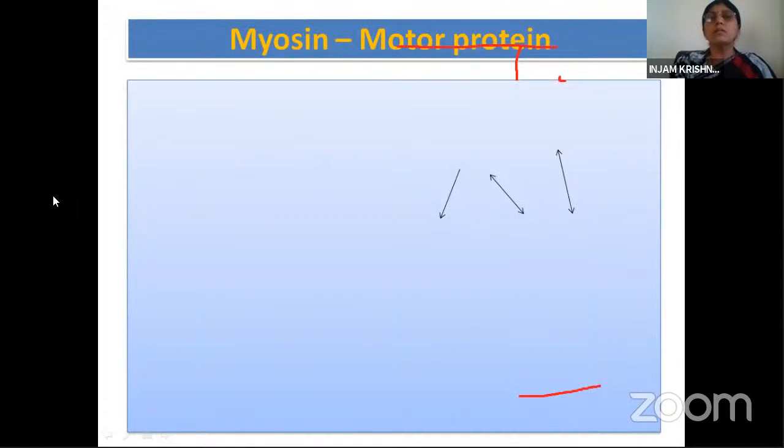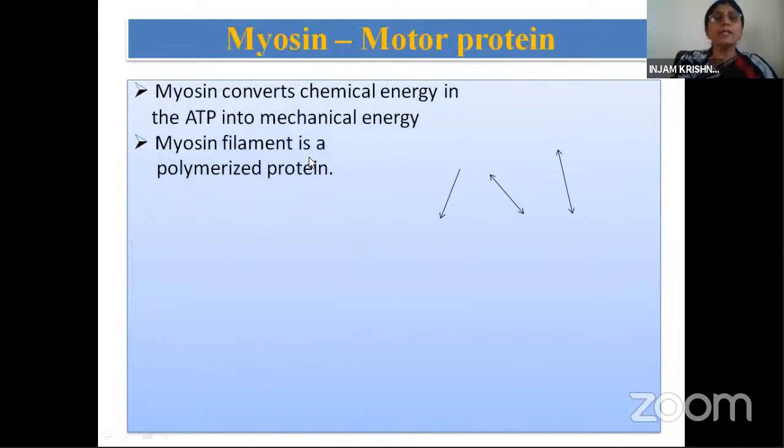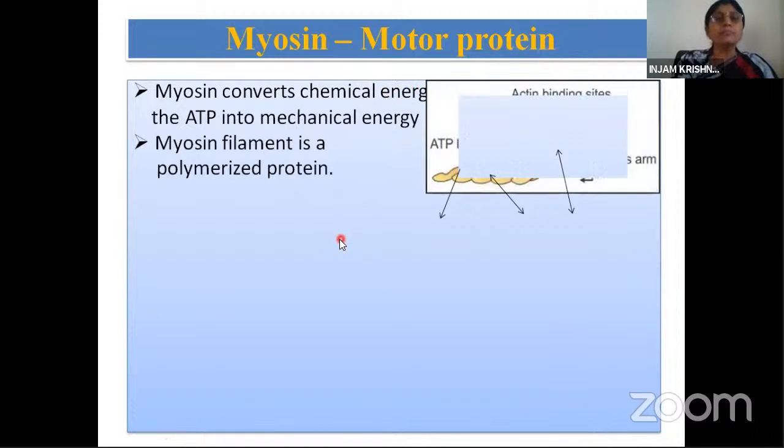Next, we will go to the other protein, that is myosin. It is also a contractile protein. Myosin protein is otherwise called motor protein. Why do we call it motor protein? Because it is able to convert the chemical energy in the ATP into mechanical energy. That's why we call it motor protein.